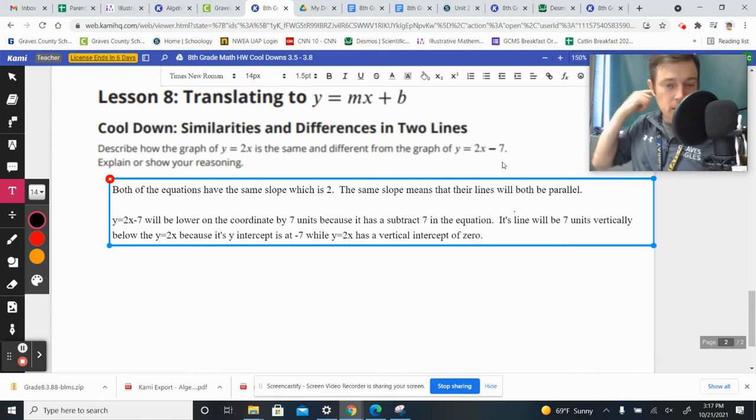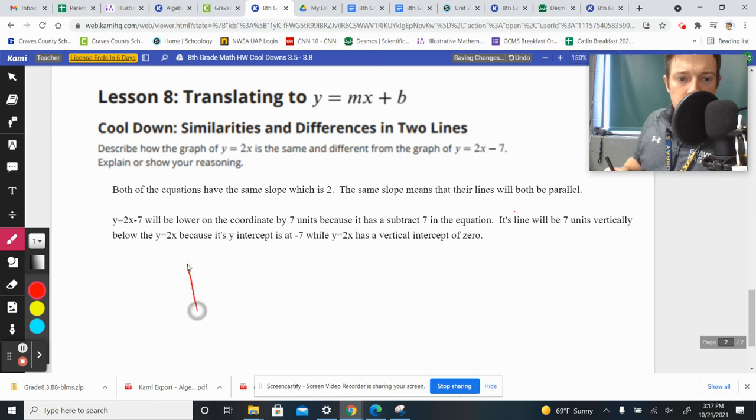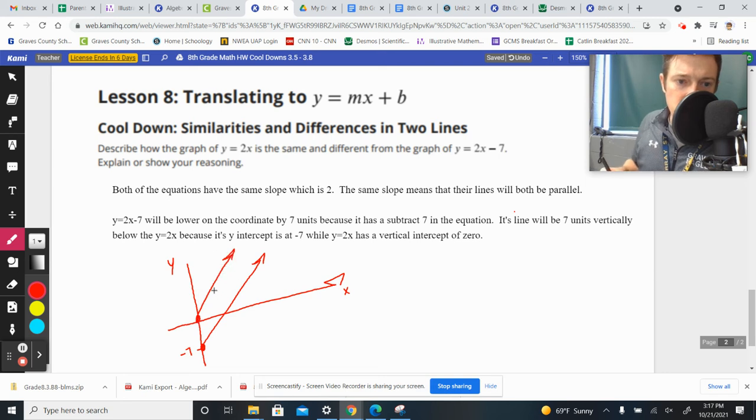And I think that's enough to explain it. If you didn't want to go the explanation route and write all of that, you could graph it, and your graph would be pretty simple. I'll just do a quick sketch of it. Your graph would have your y-axis, your x-axis, and then at -7, let's say this is -7, you're going to have y equals 2x minus 7 there. And then coming out of the origin, you would have the other one. You'll notice that it's 7 units below it vertically because this would be at 0.